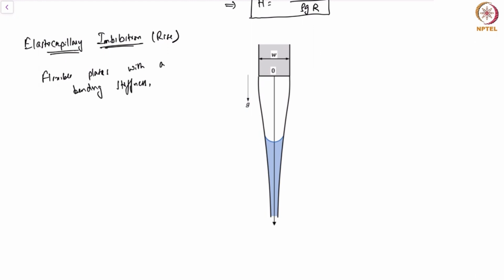Let's call it B, and we could even write it in terms of the elastic modulus and the moment of inertia. I will call it B for now. Now we have two flexible plates that are basically dipped into a bath of fluid. And if you have two flexible plates that dip into a bath of fluid, immediately surface tension would basically start to rise up as if they were rigid plates.